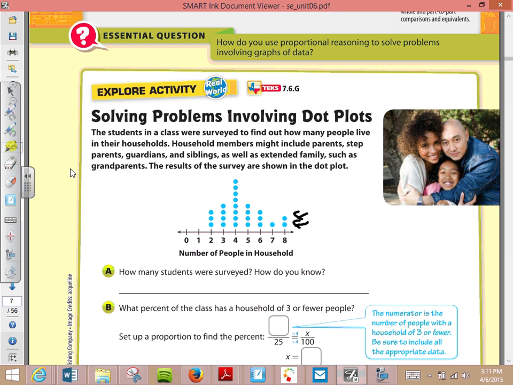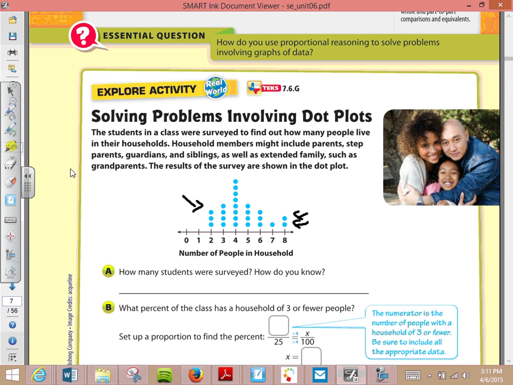There were 2 people who said I have 8 siblings. I mean 8 people in my household. There were 3 people who said I have 3 people in my household. That's what it means. The number of people surveyed are actually the dots. That's why it's called a dot plot.